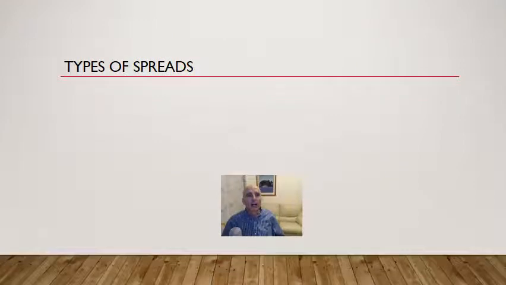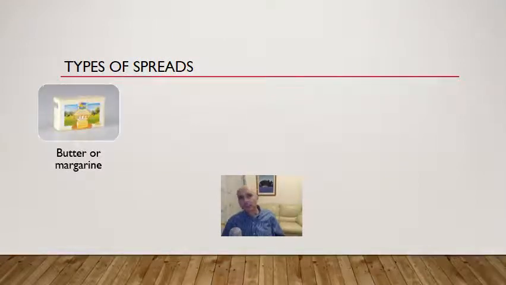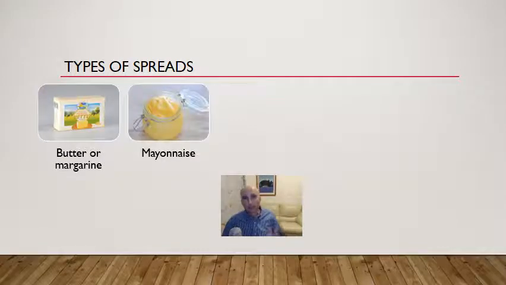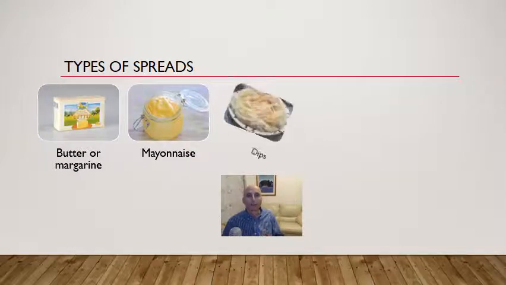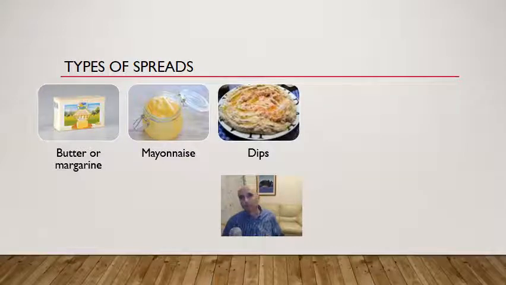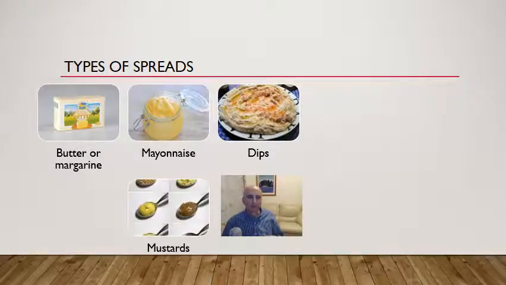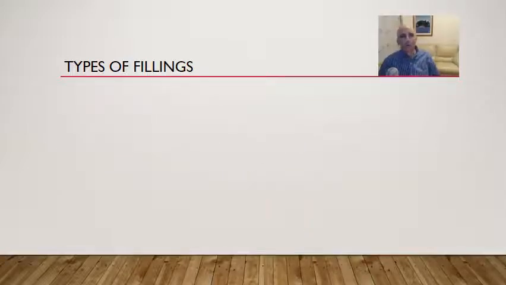Alright, types of spread. You would be amazed how many different spreads. So butter and margarine you already know. Mayonnaise, being fat-based, is also a way of sealing our bread. Dips, eggplant, hummus, anything that you want to put on, and especially with ethnic bread, this is just amazing. And mustards, we've got English mustard, Dijon mustard, seeded mustards, American mustard, so many different things that you can put on your sandwich. There's a multitude of different types of fillings that you can use for a sandwich.